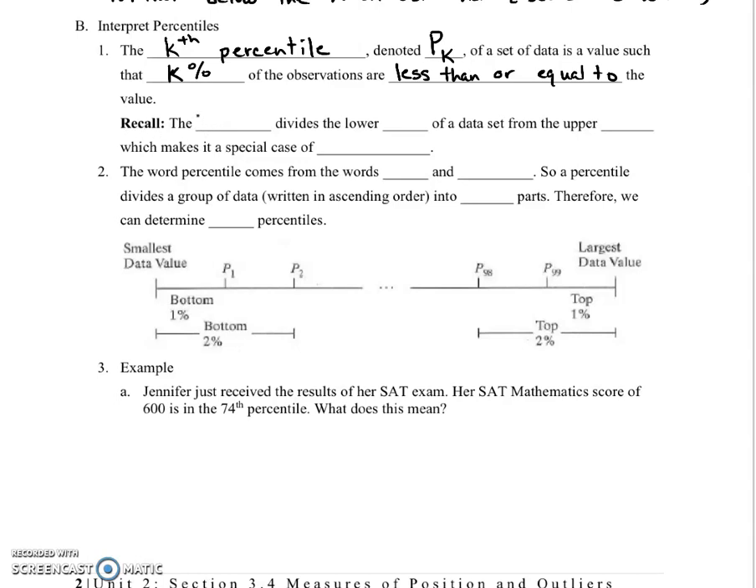So one thing we need to remember when we talked about the median: the median divides the lower 50% of the data from the upper 50% of the data, which makes it a special case of the percentile. So the median is the same thing as P50, or the 50th percentile.